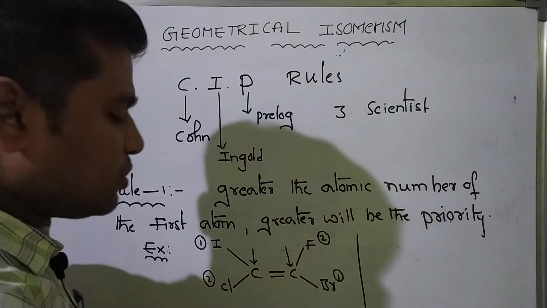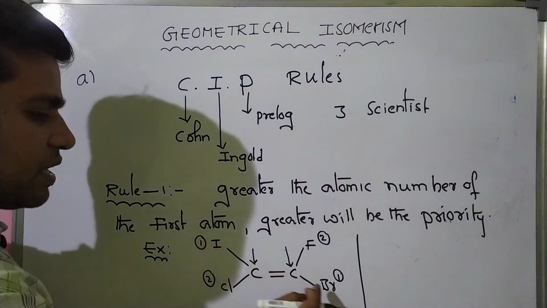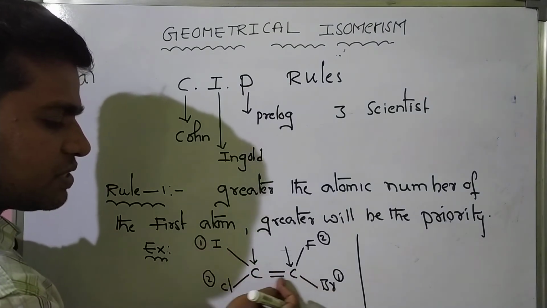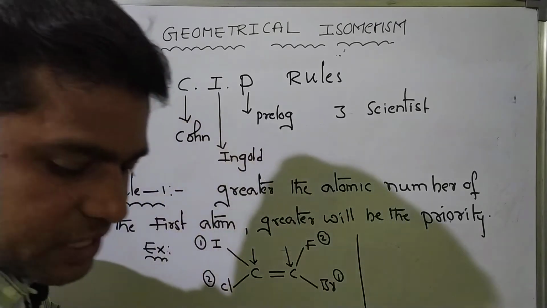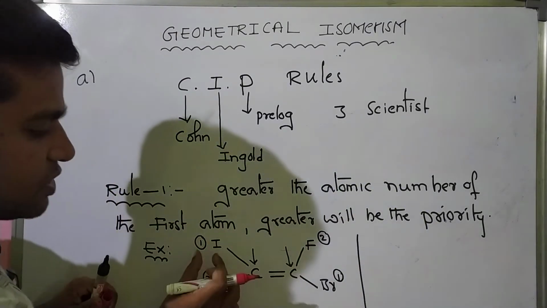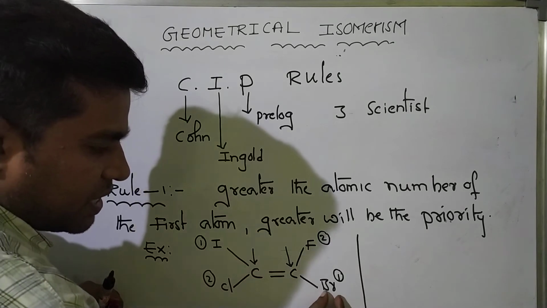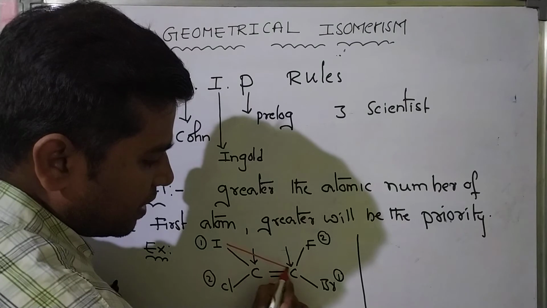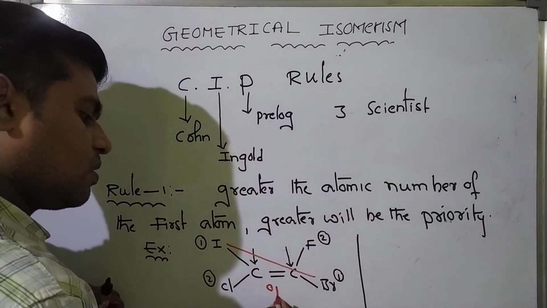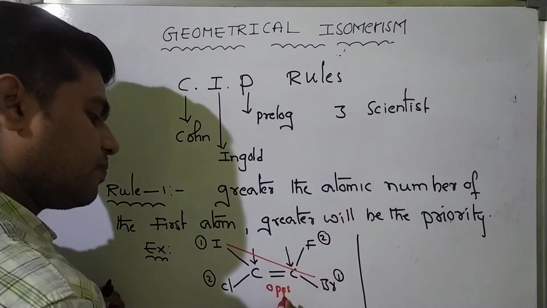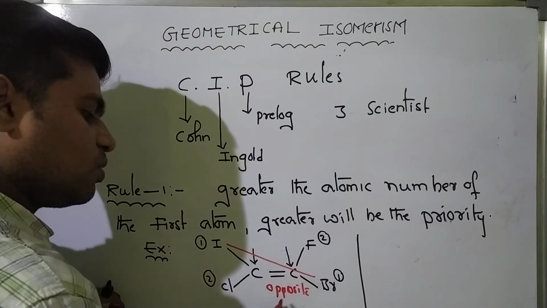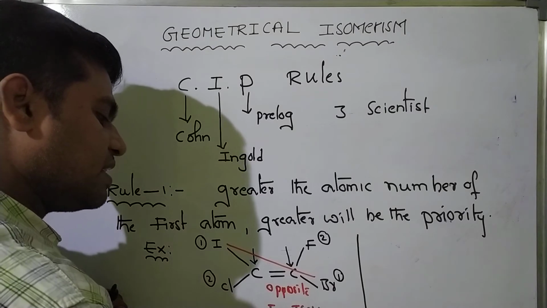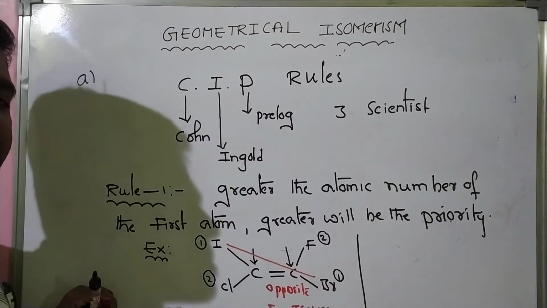E isomer means if equal priority groups are present on opposite sides with respect to this carbon-carbon double bond. See, students? So this is the first priority group. This is the first priority group. These first priority groups are exactly on opposite sides. So this is E isomer. This is called E isomer. Very easy to understand.